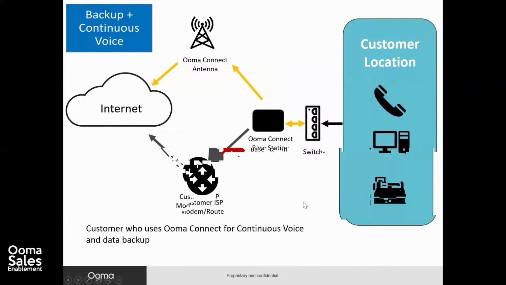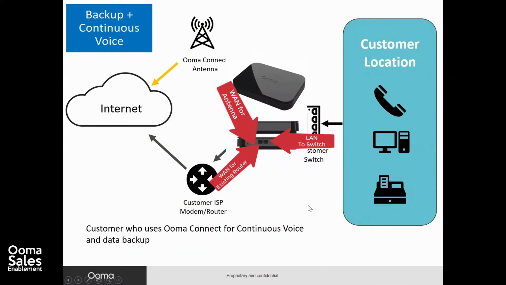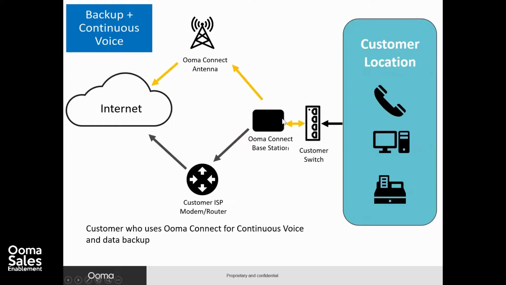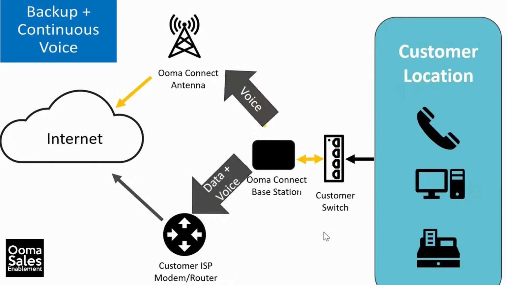The next setup is backup plus continuous voice. You'll notice it looks very similar to the connection we just looked at for just backup. So all their equipment is connected to the switch, which is connected to our base station. The base station, once again, is connected to both the customer's ISP as well as the antenna. The big difference here is data and voice are flowing this way as well as voice is flowing the other way. So voice at all times is using both connections to go out.